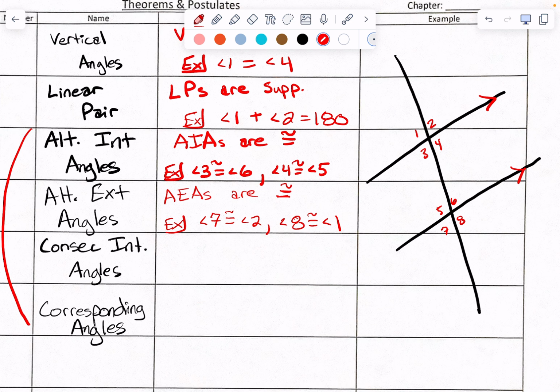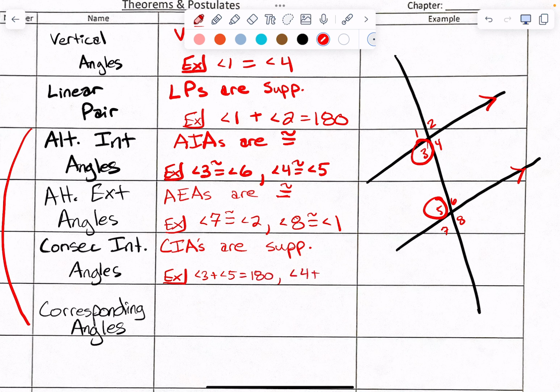Okay, 2 more. Consecutive interior. How many pairs of consecutive interior do we have? Just 2, right? 2 pairs, okay? And they are, which ones? 3 and 5 and 4 and 6. Consecutive means on the same side, right? 3 and 5. What do we know about 3 and 5? They equal 180. They are not the same as each other, but they equal 180, like Brady said. So CIAs, consecutive interior angles are not equal, but they are supplementary, right? So, in other words, angle 3 plus angle 5 is equal to 180, and angle 4 plus angle 6 is also equal to 180. Got it?